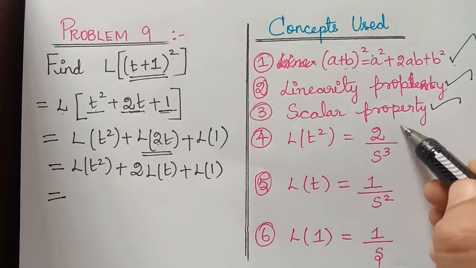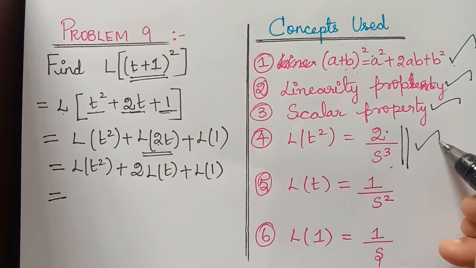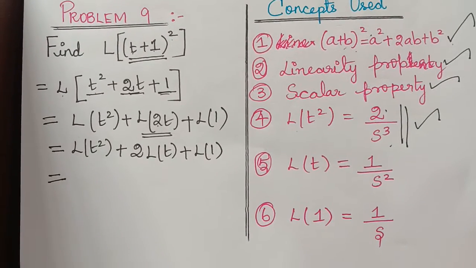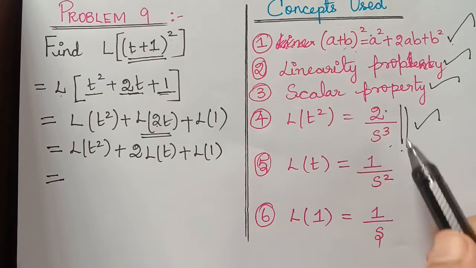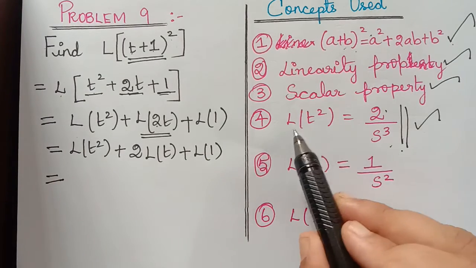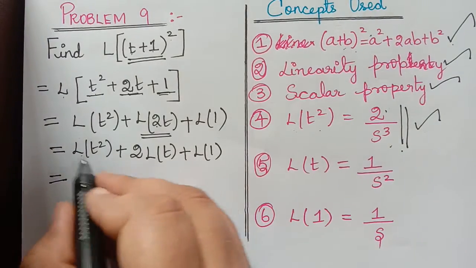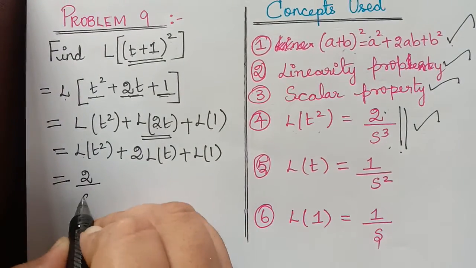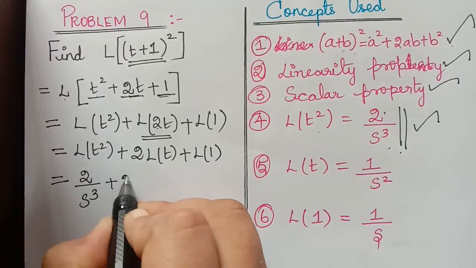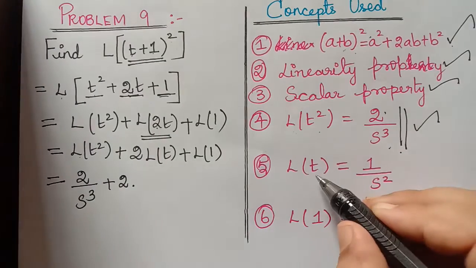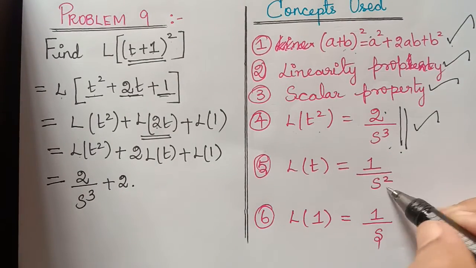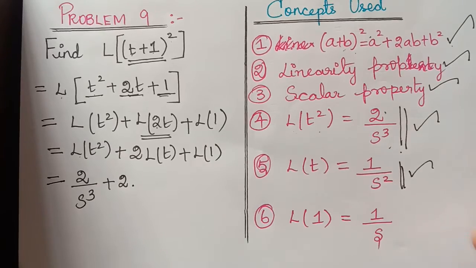We already know that it is 2 divided by s cube. If you see the results list which I have previously given, you can understand it. So Laplace transform of t square is 2 divided by s cube. So when we apply this, we get 2 divided by s cube plus 2 multiplied with Laplace transform of t, which is equal to 1 divided by s square. So this we have to write.